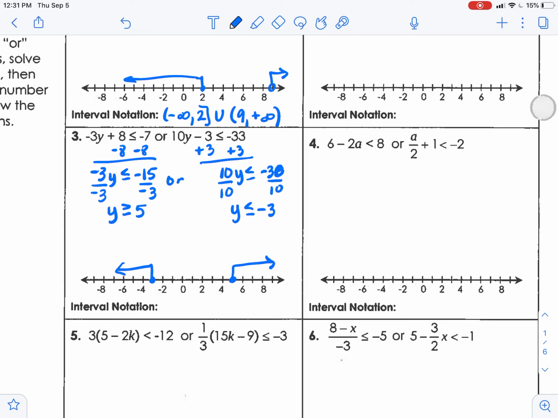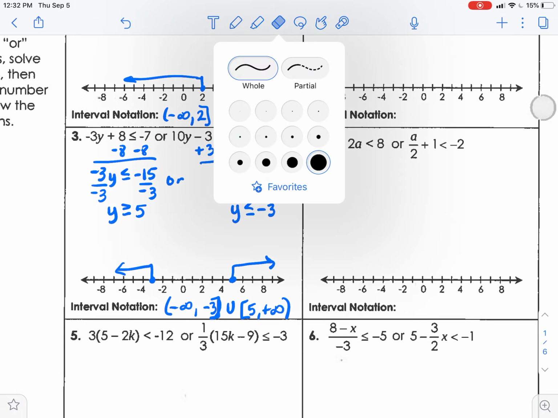So let's go ahead and do interval notation. On the left, I have from negative infinity to negative 3, and that should be a bracket. Union, bracket, 5 to positive infinity. See if I can clean that up just a hair here.